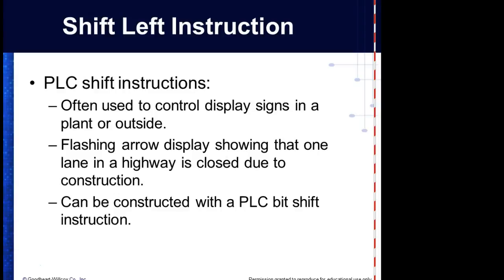Okay, guys, let's get over the shift instructions and then we'll be through. So we got two ways we can shift. We can shift left or we can shift right. And what do you think that would be? Flashing arrows showing that one lane of the highway is closed due to construction. No, what they're saying is that on these signs, we can use these to actually point, so we can make a lights flashing sequence and move them over to that.